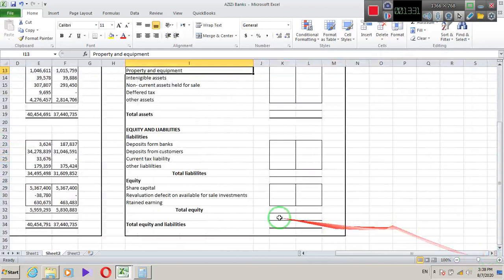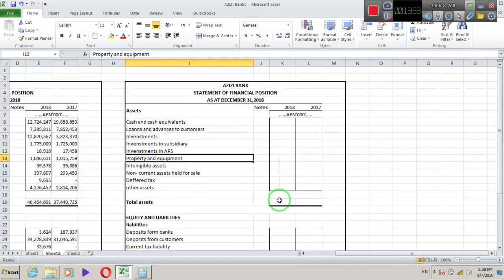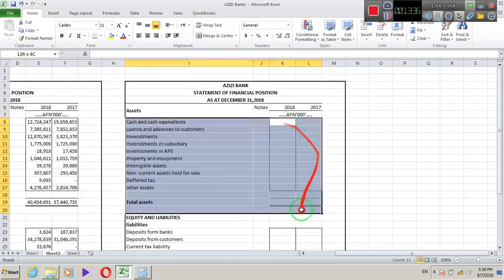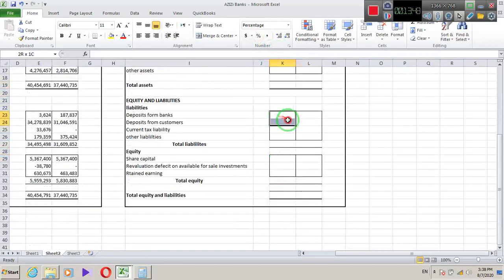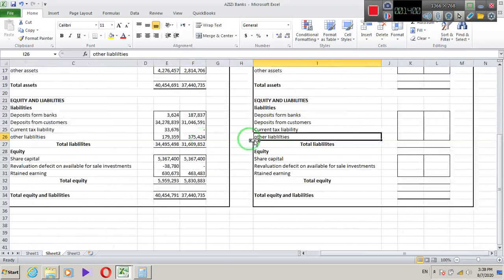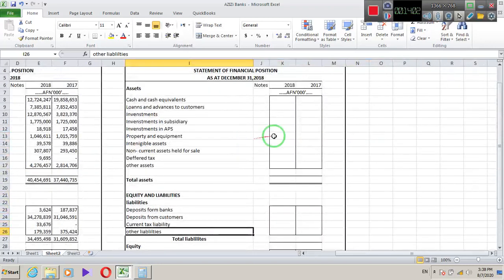Now we can put the formula for both of these. We can put this formula for both of these. Also we can put this formula for all of these. So let's start vertical analysis for Azizi Bank in 2017-2018. That is the real data.